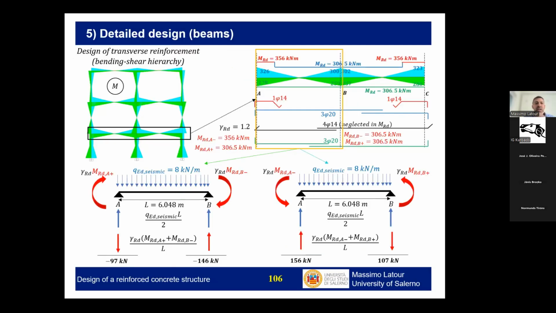Afterwards, we have to design the transverse reinforcement. I don't care about the methodology that we have to use to design the stirrups. It is the same that you use normally for designing the stirrups of a concrete beam.